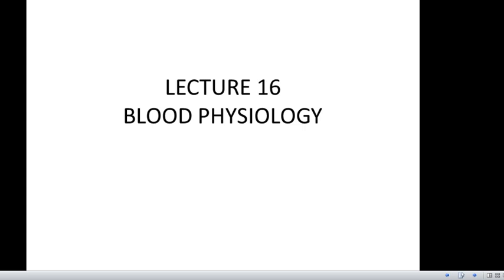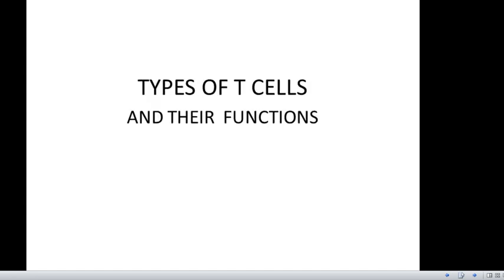In the last lecture we studied the humoral immunity, and today we'll study the cell-mediated immunity, the immune tolerance, immunization, and immune reactions. To understand the cell-mediated immunity, we need to know the types of various T cells and their functions.